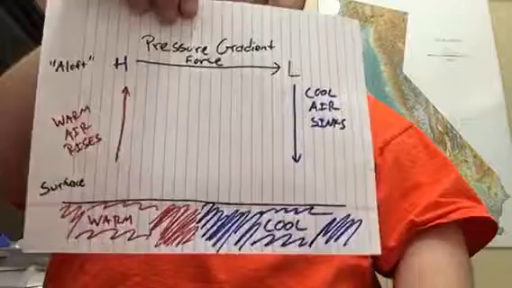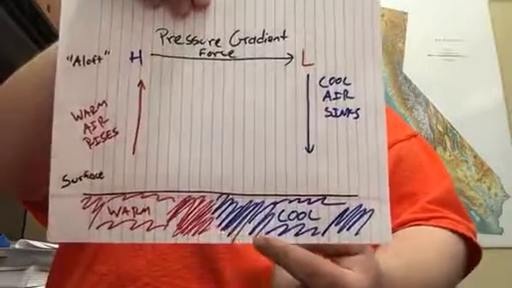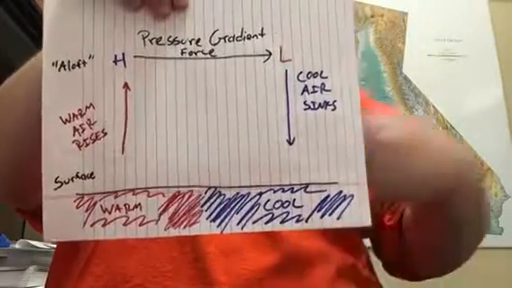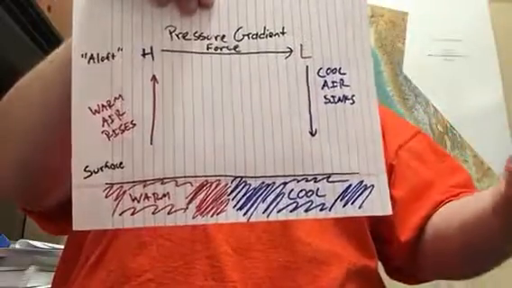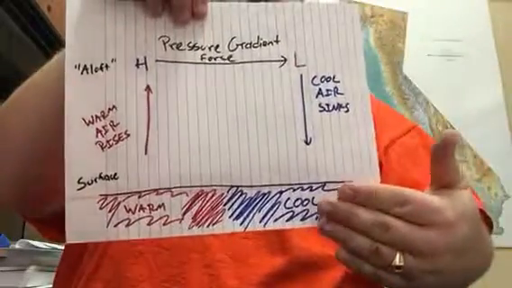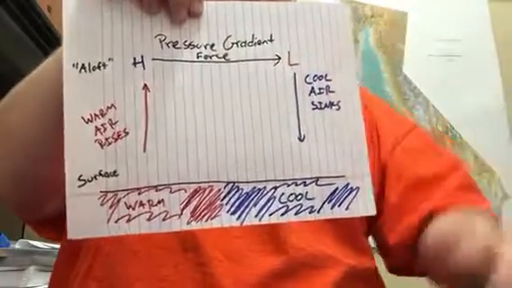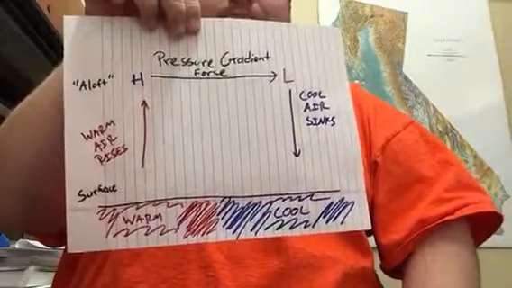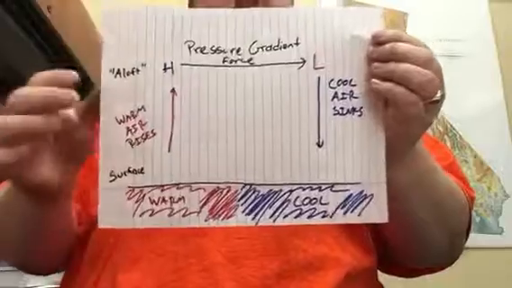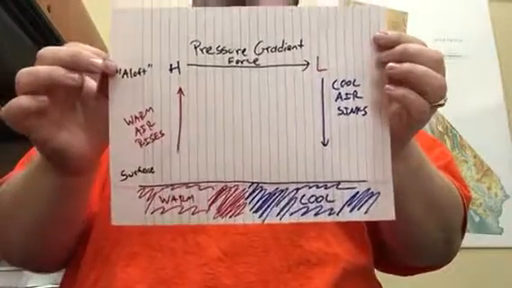On the other side of my paper, I have an area of cool land. Cool land creates cool air. Cool air sinks. As a result, there are fewer air molecules up here. That creates low pressure.